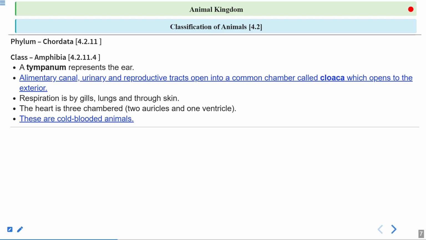These are cold-blooded animals. A very, very important point. Cold-blooded animals. What does this mean? This means that they are not able to regulate their body temperature according to the external environment, right? So their body temperature will be the same as the surroundings. And that is why they cannot bear severe cold. So that's why they go for winter sleep.